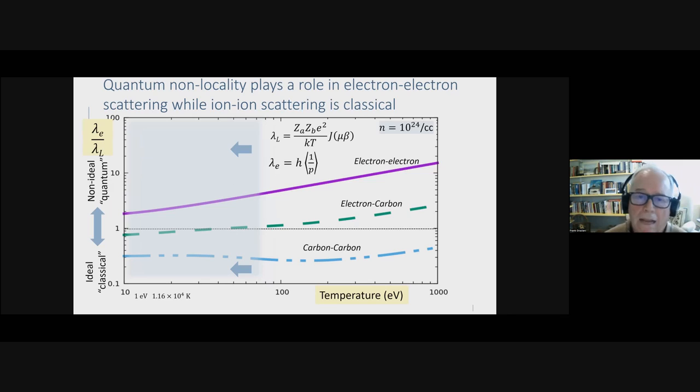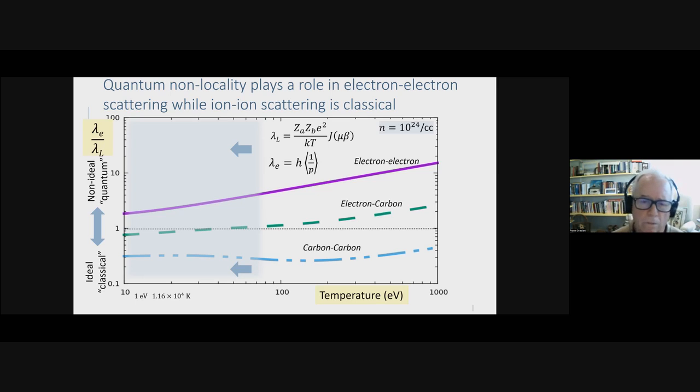Now, that's just one aspect of quantum mechanics. So we think of degeneracy when we talk about quantum mechanical behavior of matter, but there's also quantum non-locality. And quantum non-locality refers to the spreading of the wave packet.